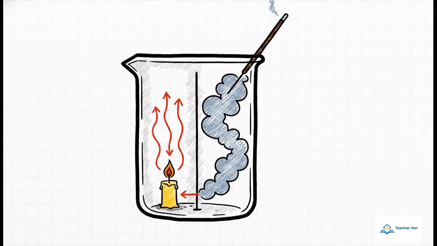And yep, we can prove it happens in gases too. If you put a lit candle on one side of a partitioned beaker, the air heats up and rises out the top. If you then hold a glowing, smoky incense stick over the other side of the partition, that colder, denser smoke actually gets sucked downward into the beaker to replace the rising hot air, traveling under the partition and up the other side. That is convection in action.